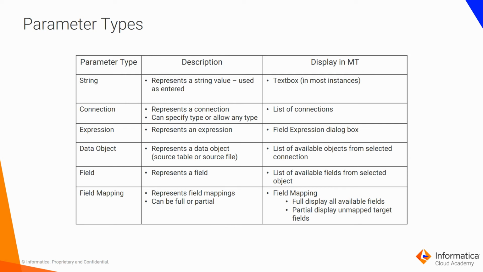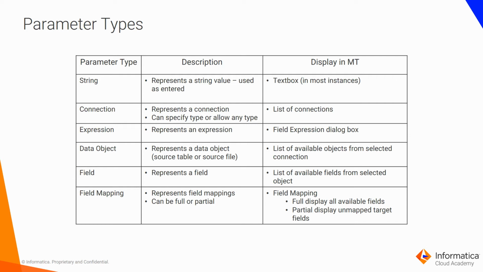There are various parameter types. The type of parameter determines how the parameter will display in the mapping task wizard. A string parameter represents a string value that is used as entered. In the task, the parameter displays as a text box in most instances.